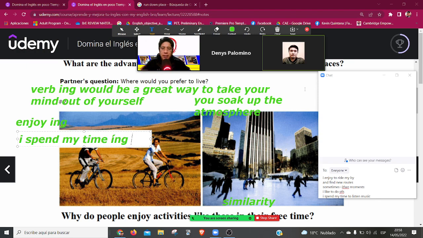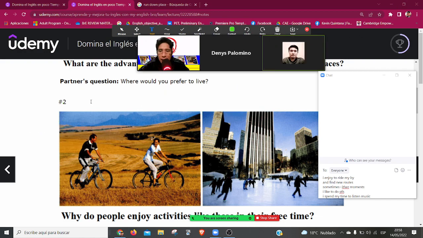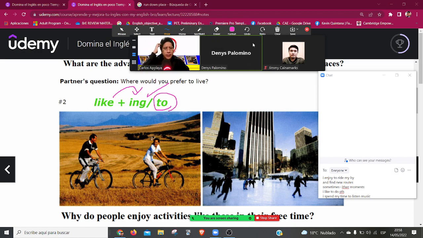Then there is something that I would like to mention, which is like plus ing or to. What do you think? I do. ING, ing and to. But what is the difference?